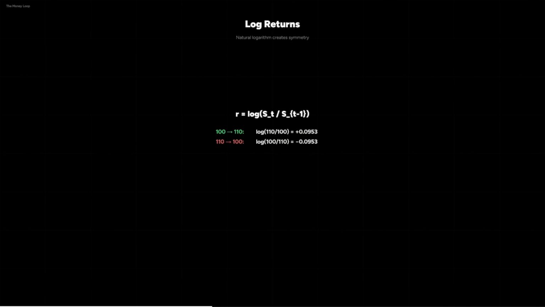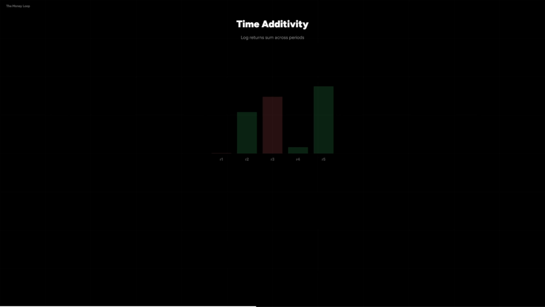But even simple returns have limitations. They don't combine cleanly over time. If you try to add returns across multiple periods, you don't get total return, you get something distorted. Instead, returns compound multiplicatively, which makes long-term analysis more complicated and less intuitive.